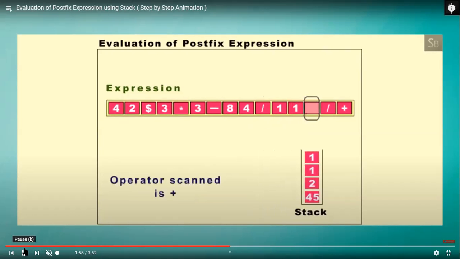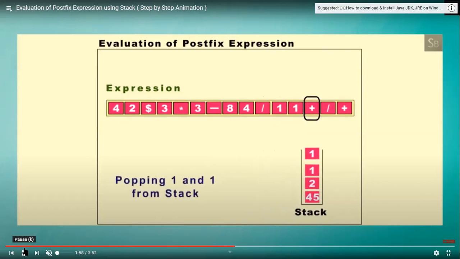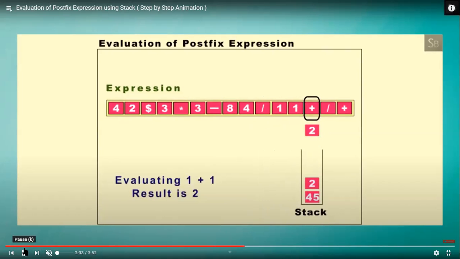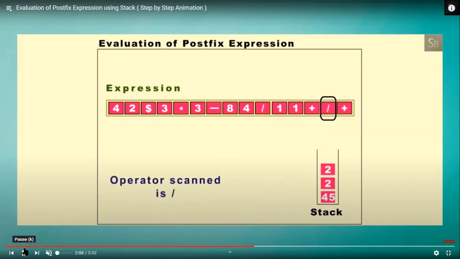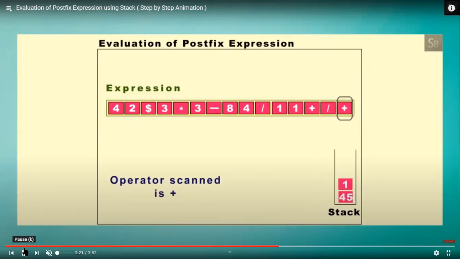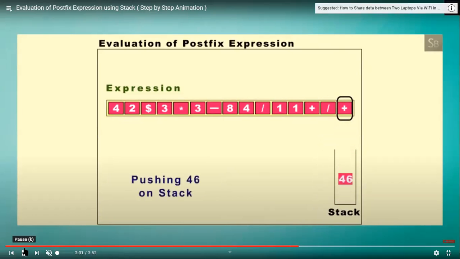Next operator we have is plus. So we will be popping two operands, 1 and 1, and doing the operation 1 plus 1. The result is 2. It will be pushed back to the stack. Next is division. Two operands will be popped out, 2 and 2. 2 divided by 2 is 1. The result will be stored in the stack. Next we have plus. It pops out 1 and 45. 45 plus 1 is 46. It will be stored in the stack.